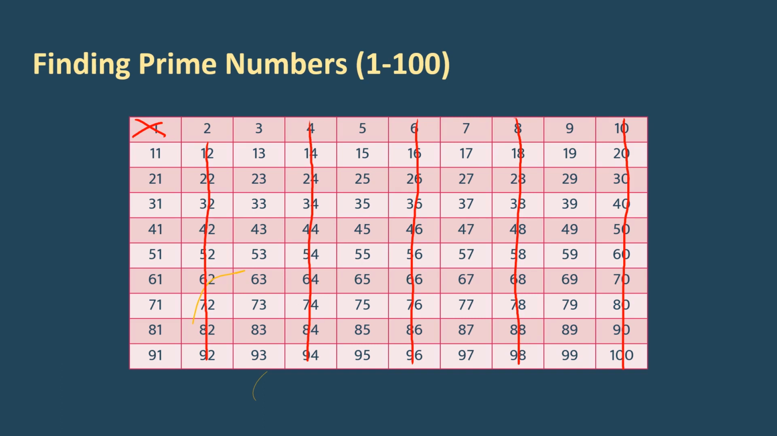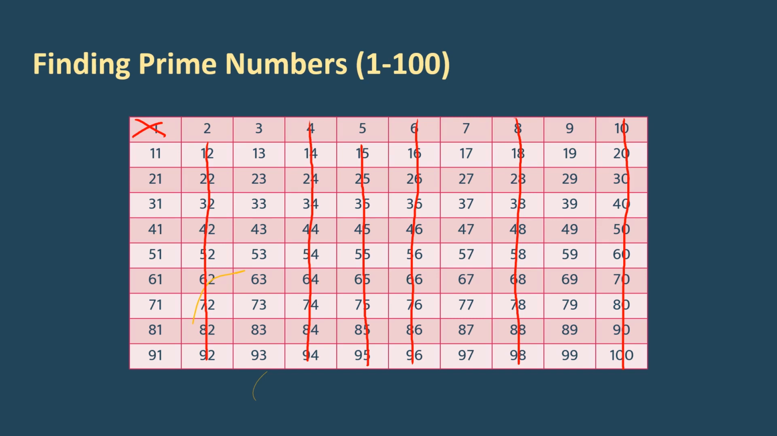Now let's move on to the next number, which is 3. We're going to find all the numbers that are divisible by 3. But before we move on to 3, we're going to remove all multiples of 5, because that's much easier. All multiples of 5 except for 5 itself would be 15, 25, 35, 45, 55, 65, 75, 85, and 95. All these numbers are divisible by 5. Okay, so now let's move back to 3.